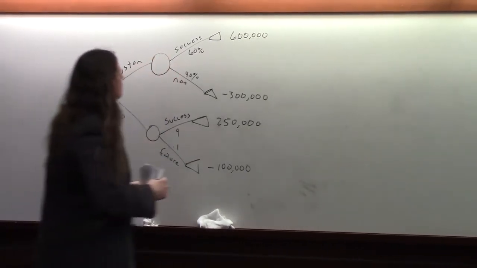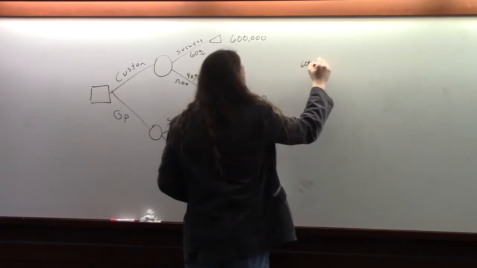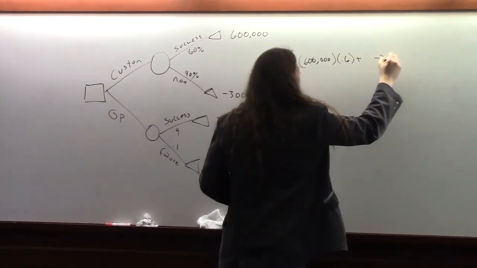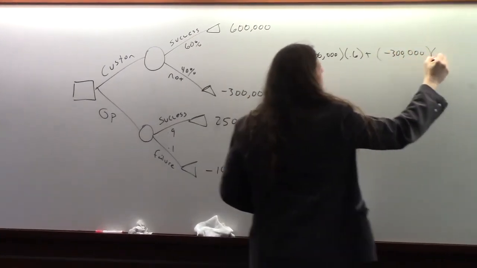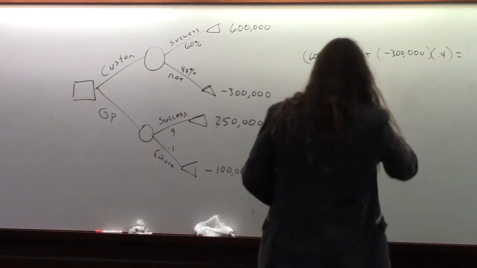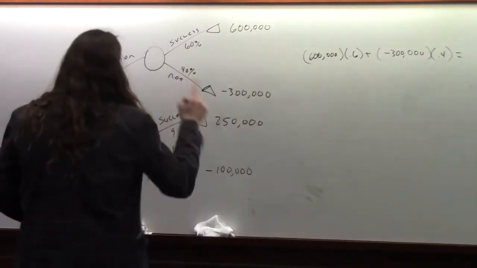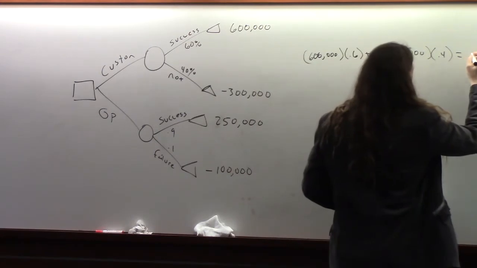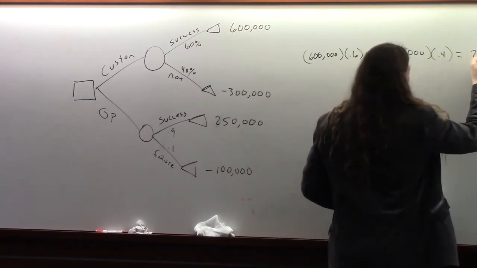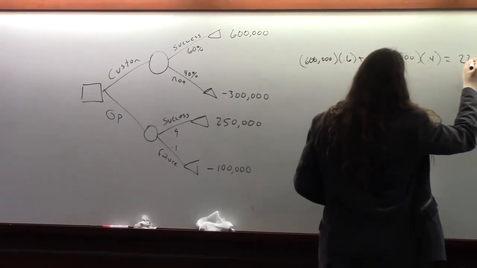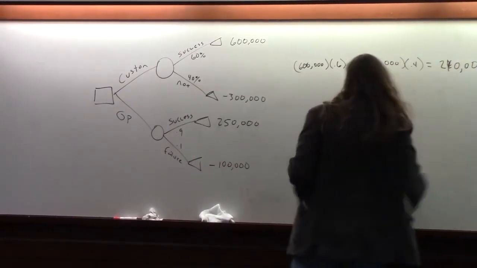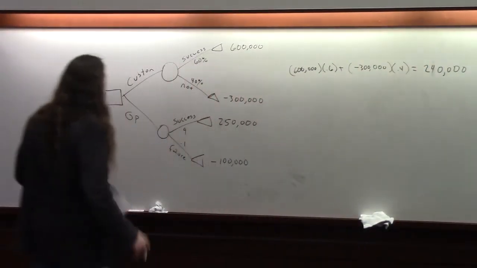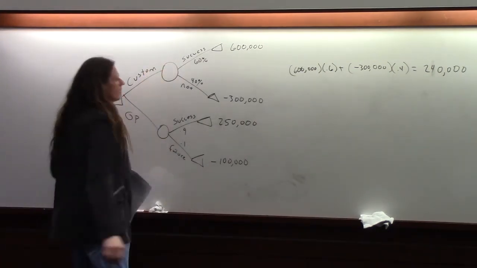So now we need to calculate the expected value of this, which is 600,000 times 0.6 plus negative 300,000 times 0.4, which equals 360 minus 120, which is 240,000, right? 240,000. The expected value of going for the custom coffee mug.